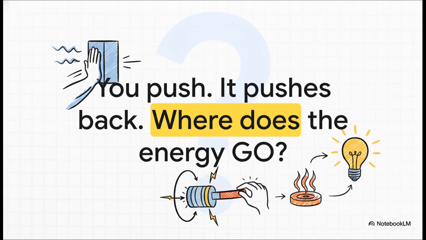Picture this. You push a magnet toward a coil of wire. Now, Lenz's law kicks in, and the coil pushes right back at you. You're putting in work to overcome that resistance. So where does all that energy you're spending actually go?